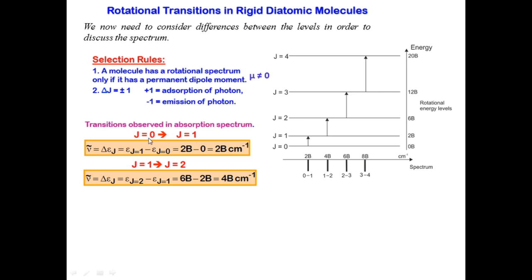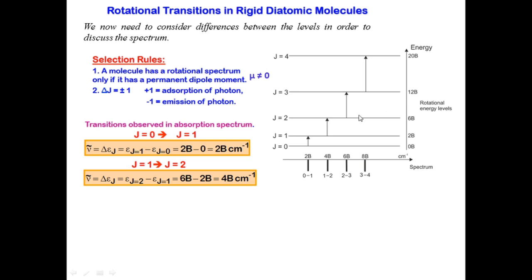For the transition from 0 to 1, the amount of energy absorbed is the difference between these two energy levels. That is, for the J = 0 to 1 transition, delta epsilon J is equal to epsilon J first level minus epsilon J zeroth level. The difference between these two is 2B. For the transition from 1 to 2, the amount of energy absorbed is 6B minus 2B, that is 4B centimeter inverse.